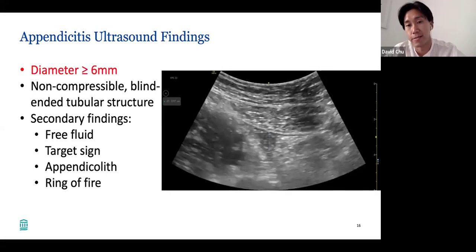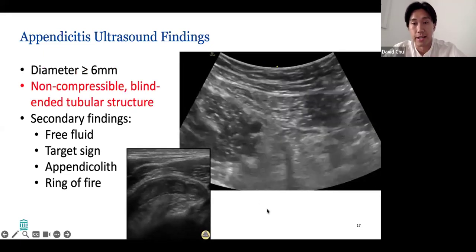So in this image right here, you'll see the appendix in a transverse cross section. You're just going to measure from the outer wall to the outer wall, anterior to posterior, straight across. And right here, you'll see this one is dilated to 9 millimeters, which is greater than our 6 millimeter cutoff. So this would be considered a dilated appendix.